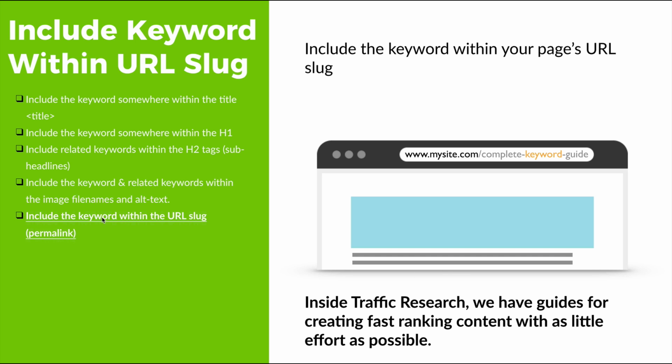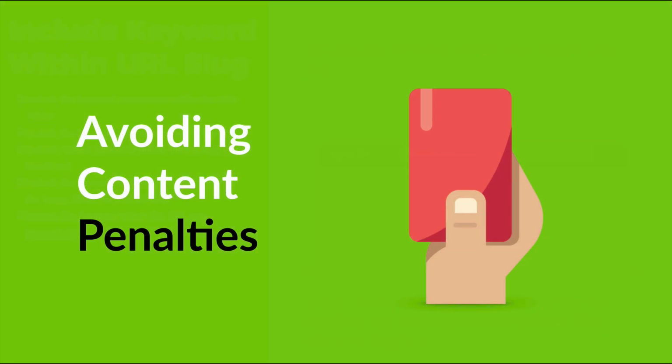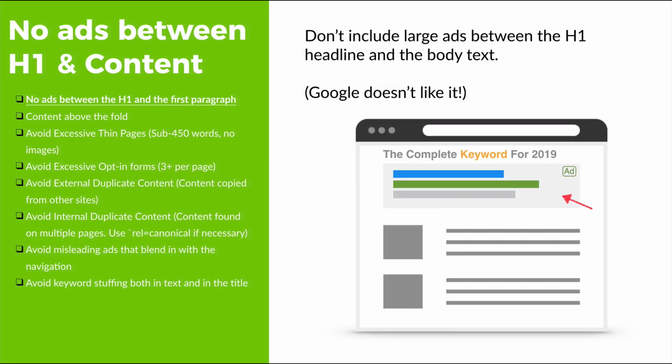But these are going to be the main optimizations that you want to do. So the title, the subheadlines, the headlines, the images, and the keyword inside the URL. All right, so now we're done with the content optimization. Now let me just point you to how you could avoid a few penalties with content. So let's dive into avoiding penalties.